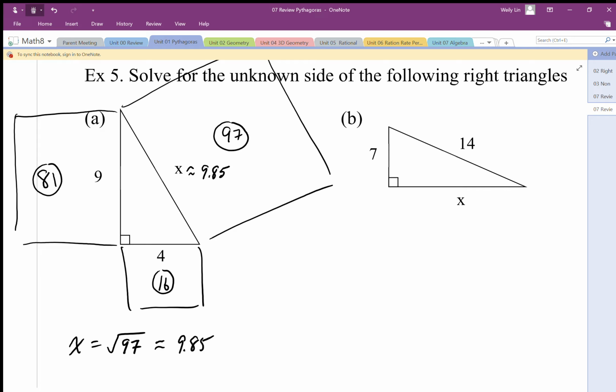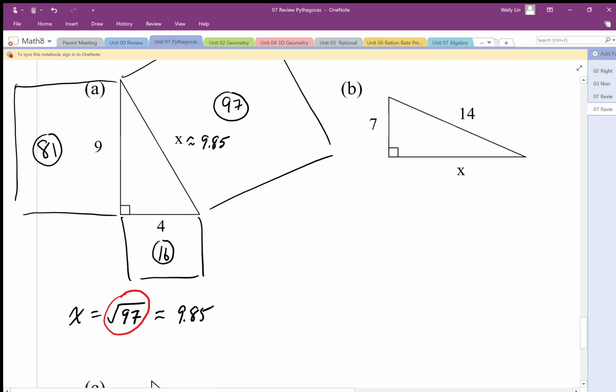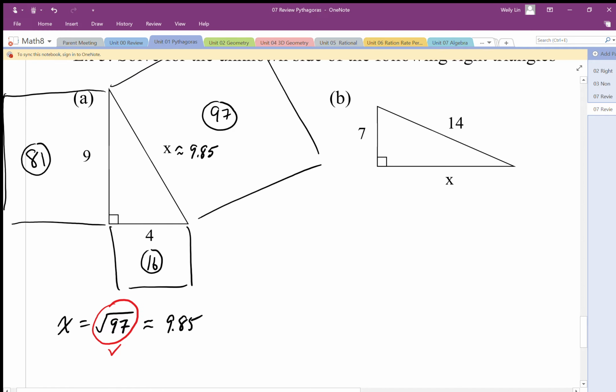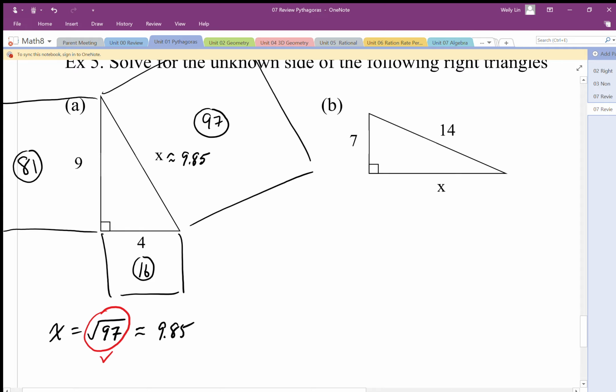Now, it's important to understand that if you want to leave your answer like this, that is perfectly fine, because that square root indicates side length, and that's what we're solving for. Although the area shows up in our answer, because it's being square rooted, it represents side length. So this is actually a better or more exact value. So feel free to leave your answers in that form.